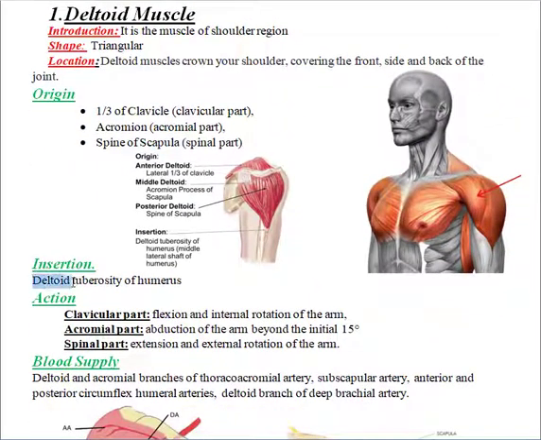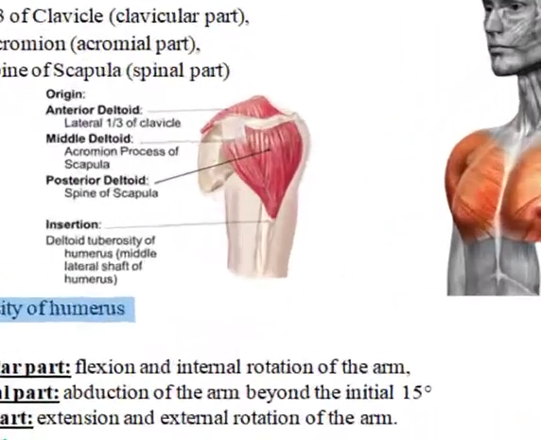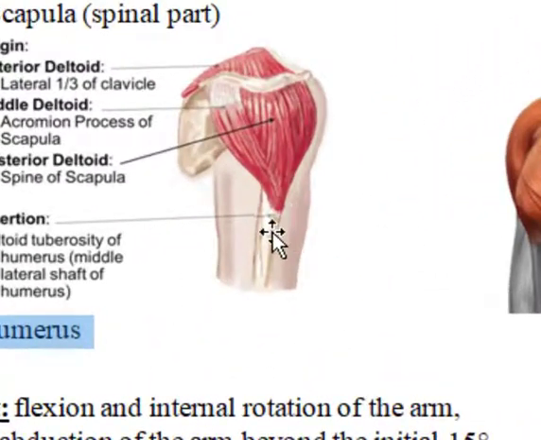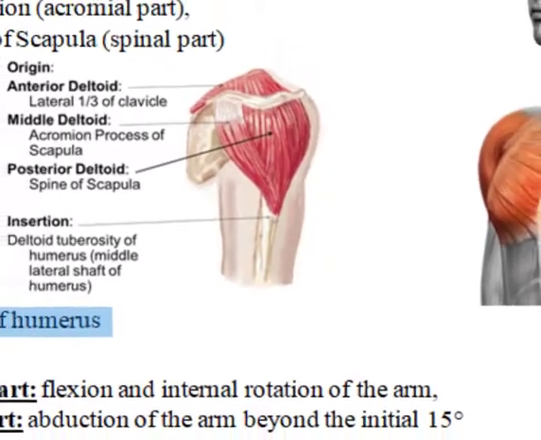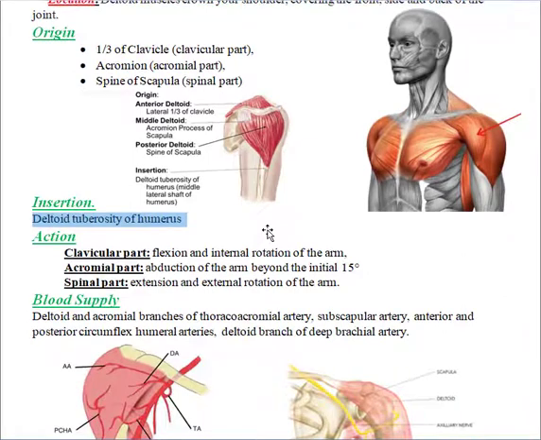What is the insertion of this muscle? It inserts into the deltoid tuberosity of the humerus. So you can see, if you follow me here, here is the tuberosity, a rough part which is called the deltoid tuberosity, to which the deltoid muscle inserts, right? So this is the insertion of this muscle.